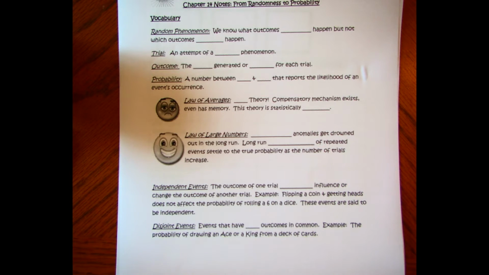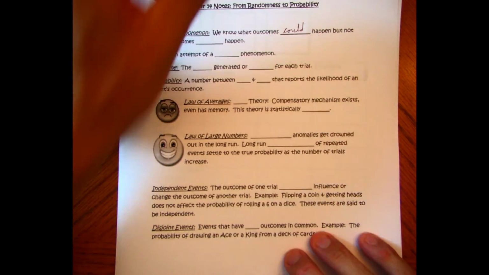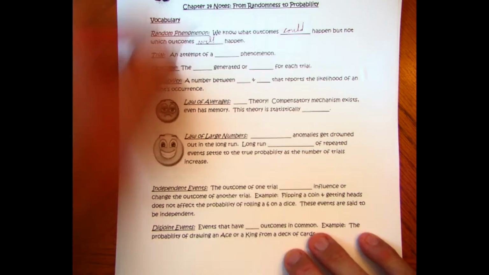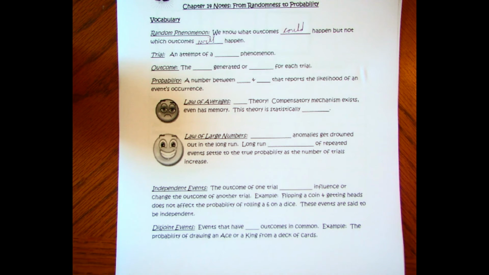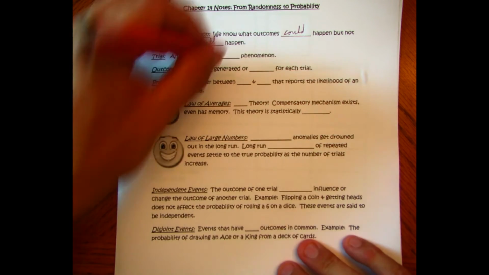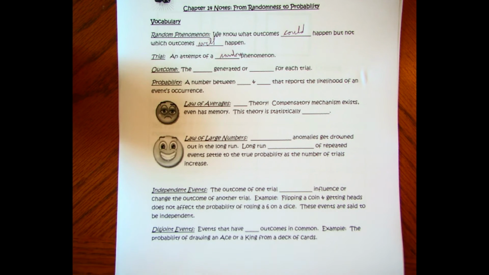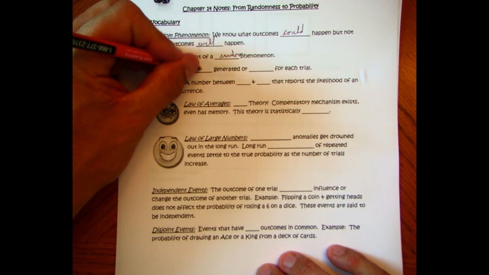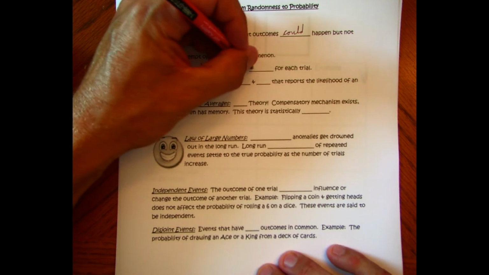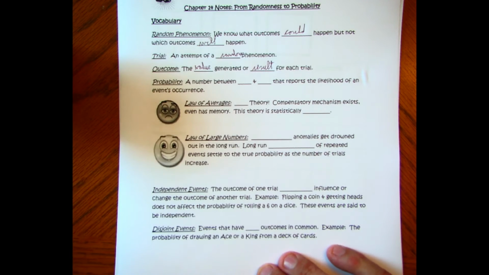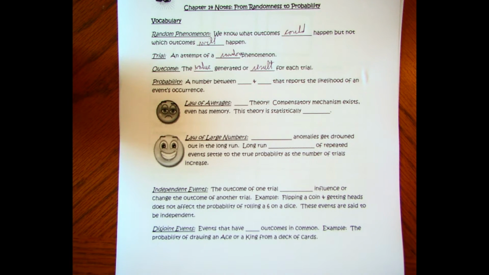Alright, so let's start looking at some vocabulary from chapter 14. We talked about random phenomena. A random phenomenon is when we know what could happen, but not which outcome will happen. So when we roll a dice, we know that we can get a 1, 2, 3, 4, 5, or 6, but we just don't know which one we're going to get. A trial is an attempt of a random phenomenon. So when you roll the dice, that's a trial. The outcome is the value generated or result for each trial. So when you roll the dice and a 3 comes up, that's your outcome.